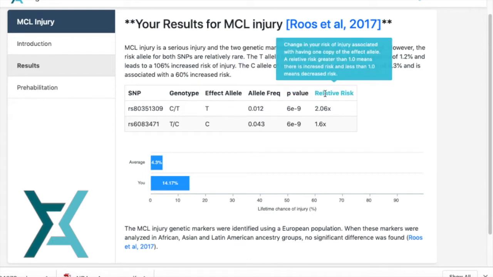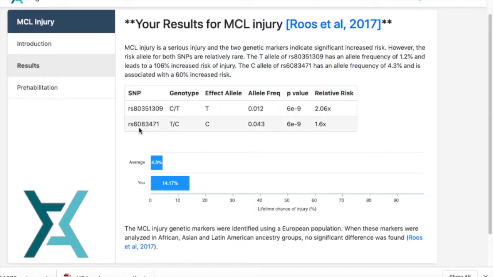Relative risk is the increased risk for a person carrying one copy of the T allele, in this case, a twofold increased risk. The other SNP is RS608... In this example, heterozygous again, T over C. C is the effect allele. It happens 4.3% of the time that it's a C versus T. Again, the p-value was 6 times 10 to the minus 9. And the relative risk for a person carrying one copy of a C is 1.6, a 60% increased risk.